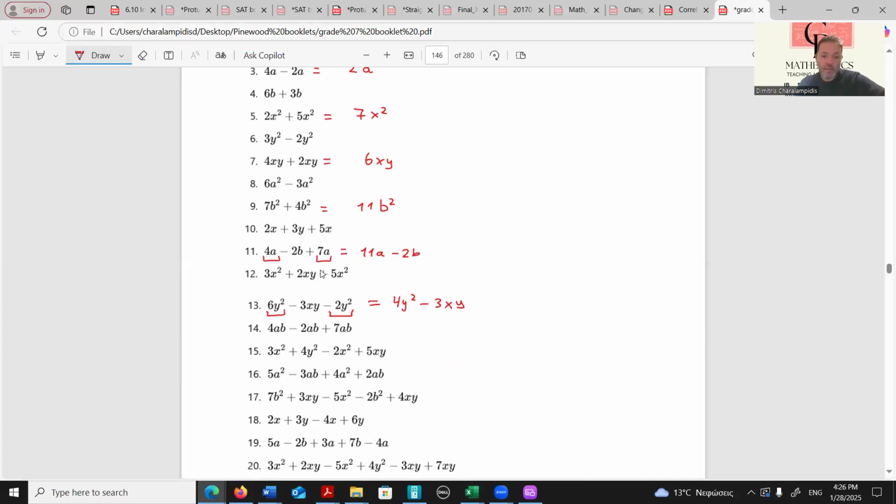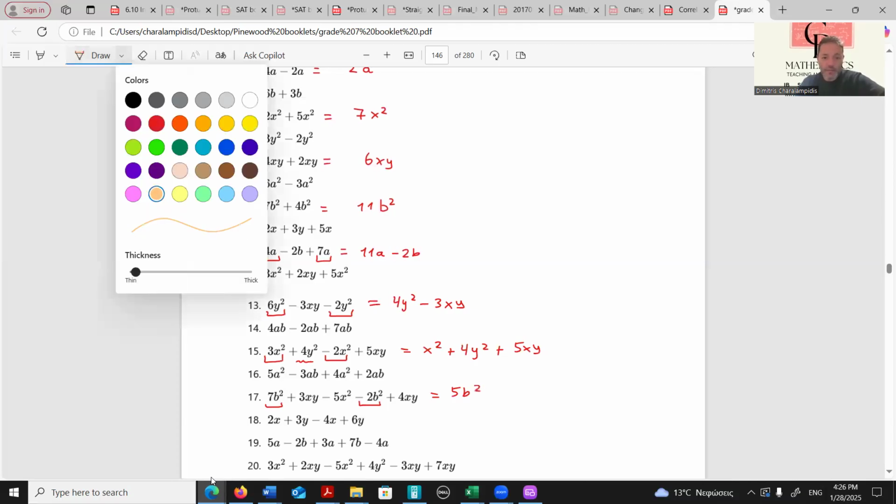In 15, we have the 3x squared and minus 2x squared, which brings us to 1x squared. 4y squared, it doesn't have any pair, so it should be left as it is. And 5xy as well. In 17, 7b squared minus 2b squared, it's 5b squared.